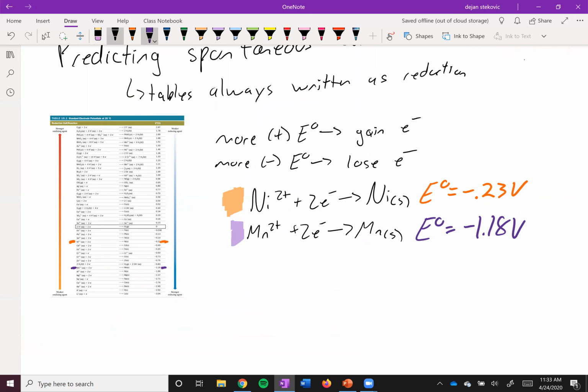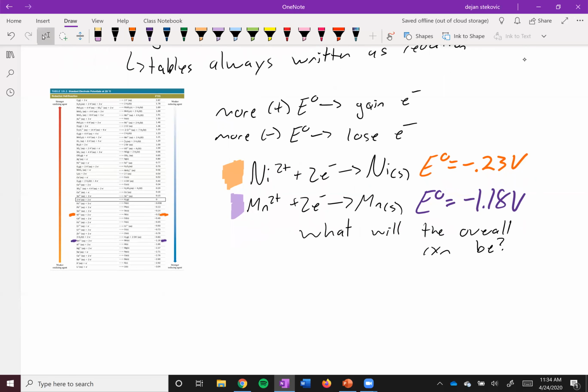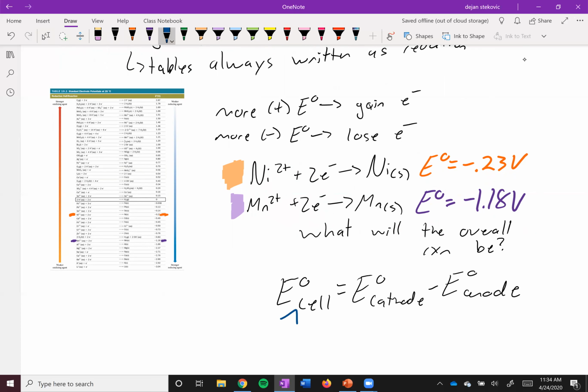So the question here is, what will the overall reaction be? Or which one's the cathode, which one's the anode, all kinds of different questions. There are multiple ways that you can think through this problem. One way is to remember that E cell is E cathode minus E anode. And remember, for a spontaneous process, this must be positive.